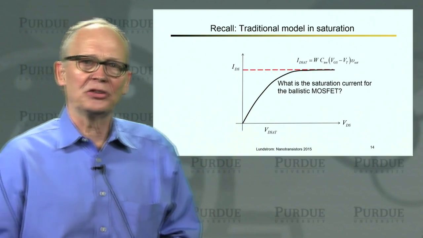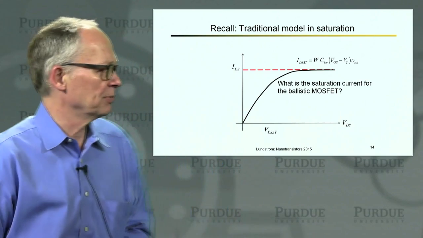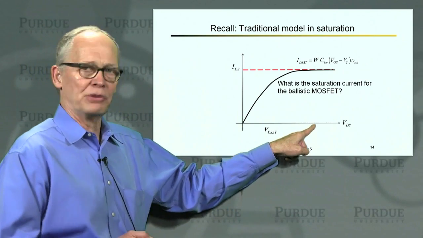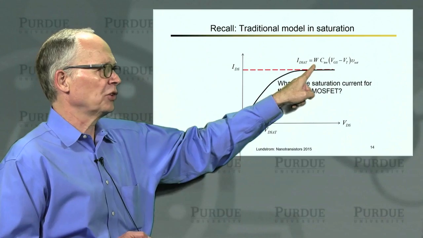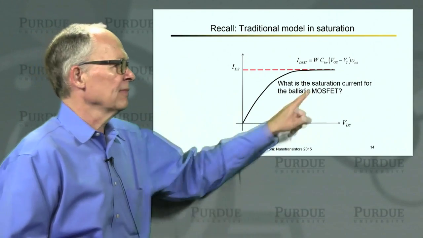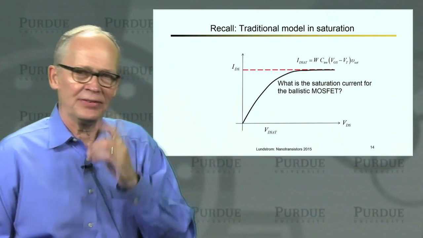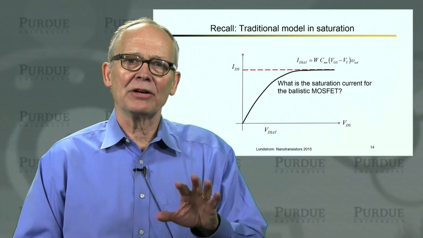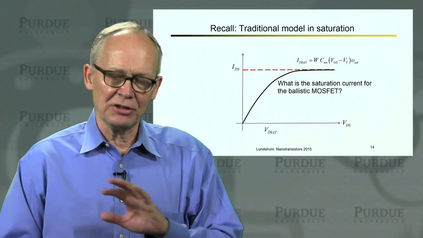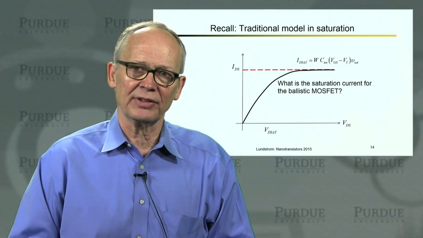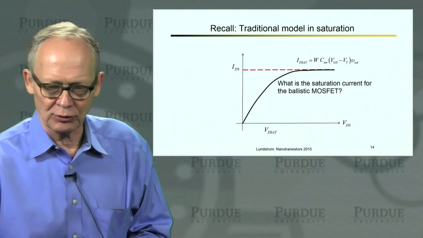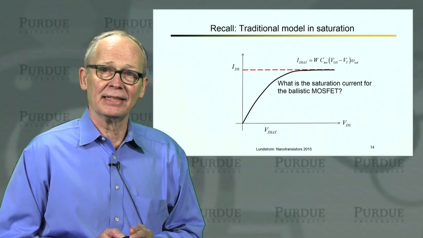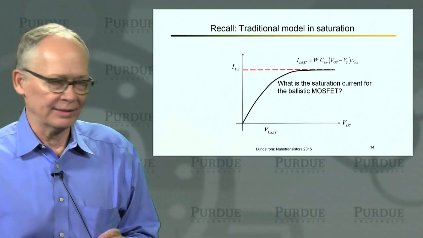Okay, now let's do the same thing in the saturation region. Let's look for large drain to source voltage. This was our traditional expression. The velocity here was the high field saturated velocity that's due to electrons that are scattering frequently due to the energy that they've gained in the strong electric field under high drain voltage. Let's see what happens in the ballistic case.